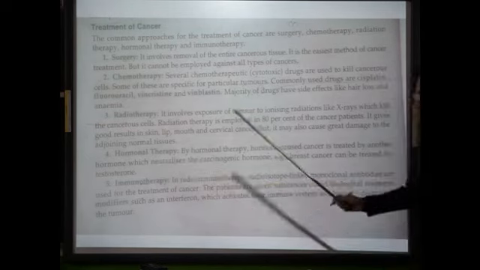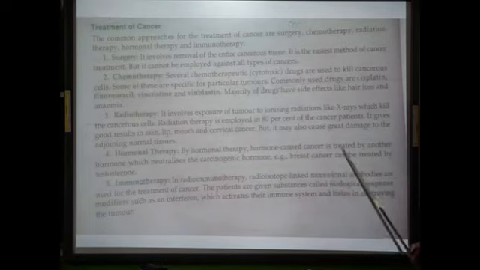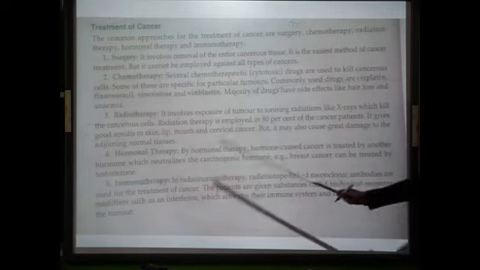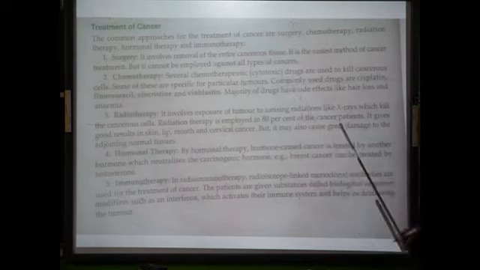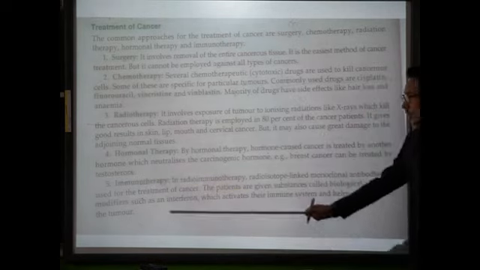Hormonal therapy can be done. In this case, we can go for the use of certain hormones. For example, breast cancer can be treated using hormonal therapy, where we will also give the hormone called testosterone.